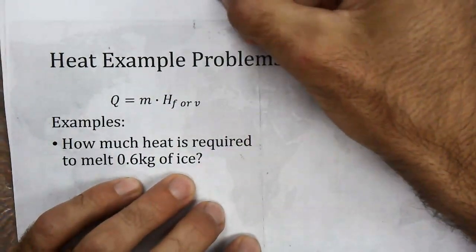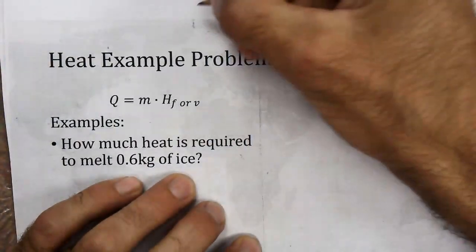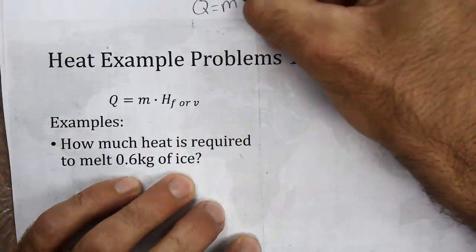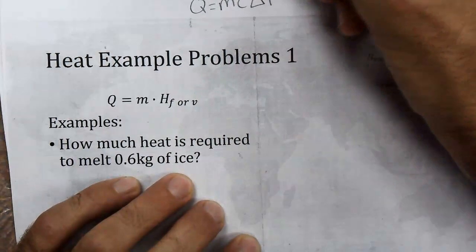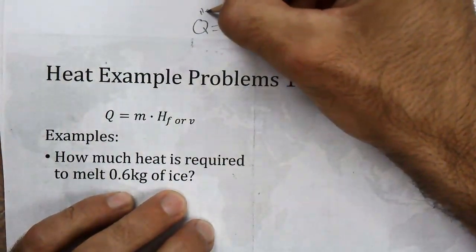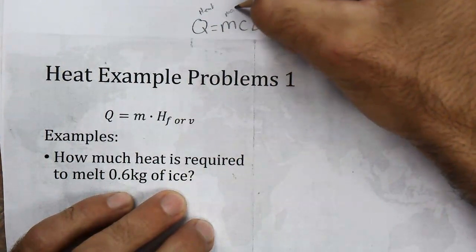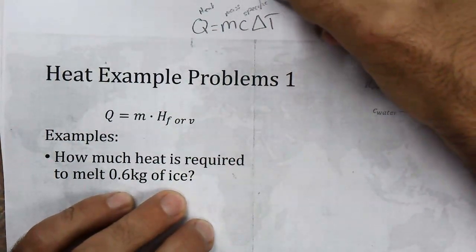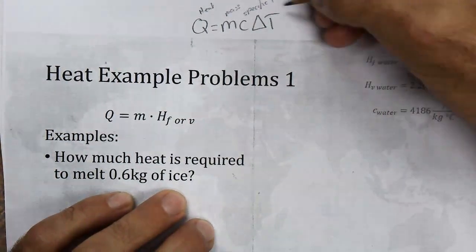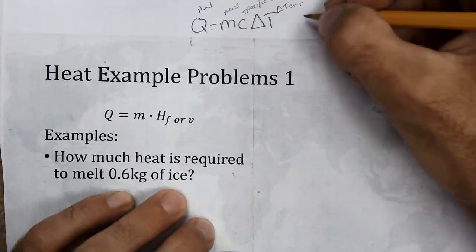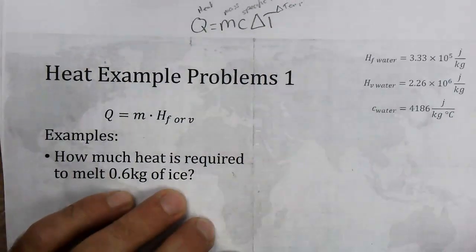Now, I want you to remember there's two equations we can play with. We have got the first one, which is Q is equal to mc delta T, where if you remember, Q is equal to the heat, M is equal to the mass, C is equal to the specific heat, and delta T is equal to the change in temperature. So this is the equation we use when we're changing the temperature of something.